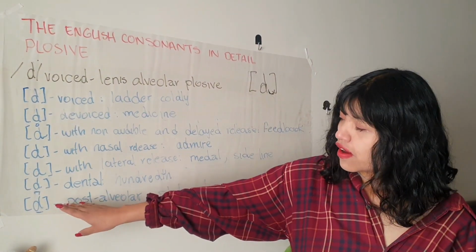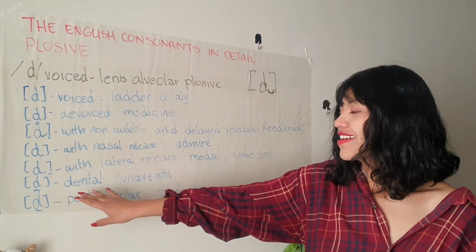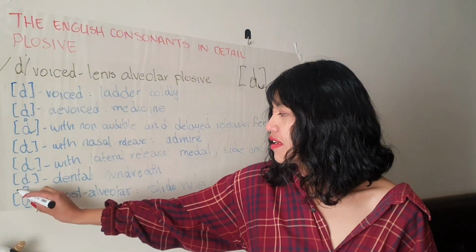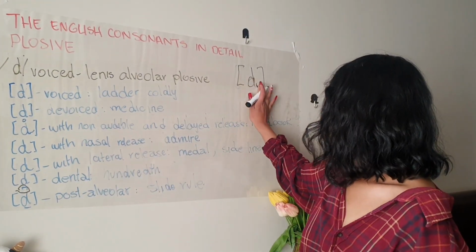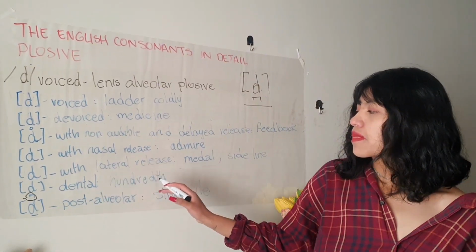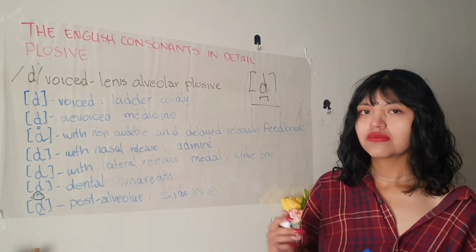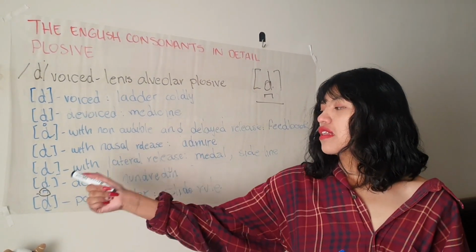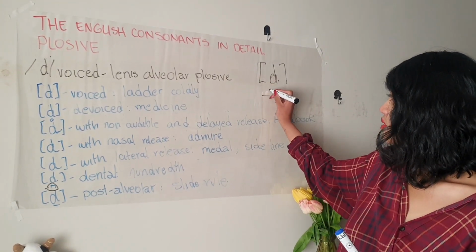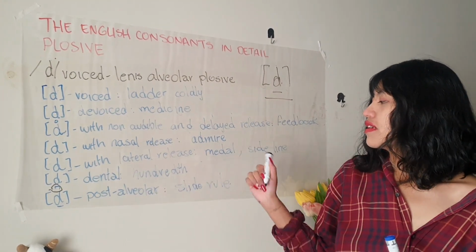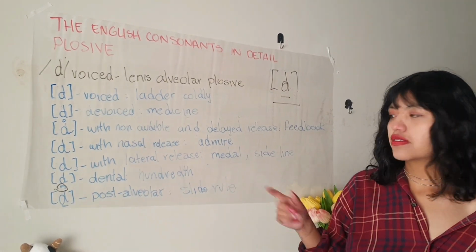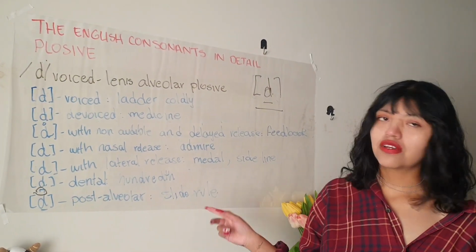The sixth one is dental, and we have this diacritic, something like this, and we have an example like hundredth, and the last one with the post-alveolar, which has this diacritic. And we have an example like slide rule. We don't release the d, we say slide rule.